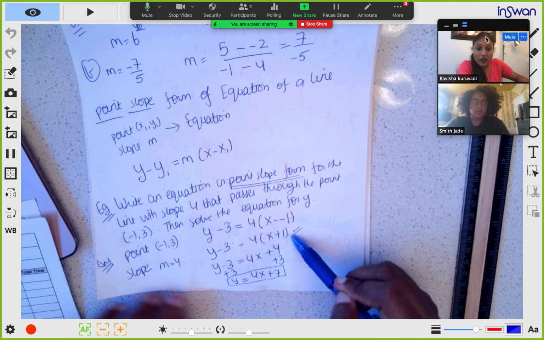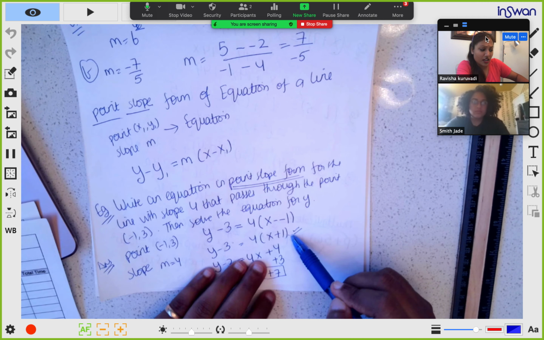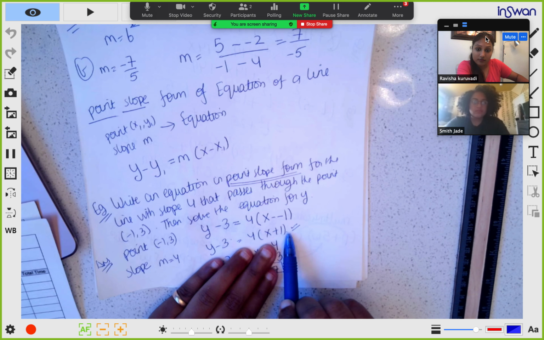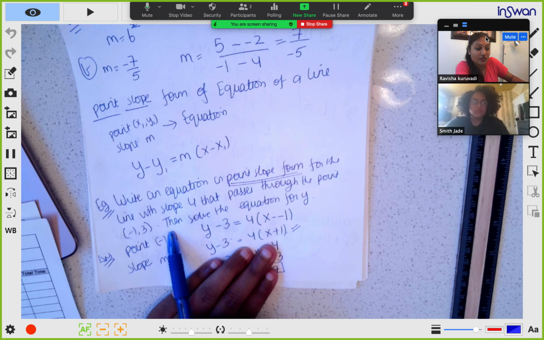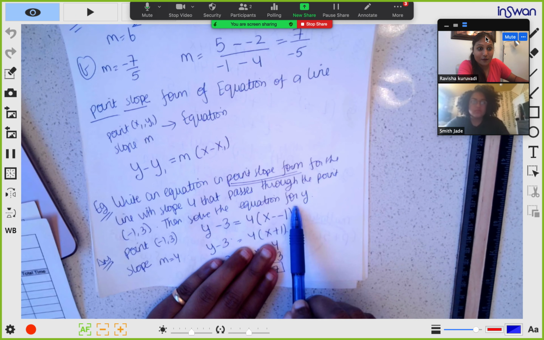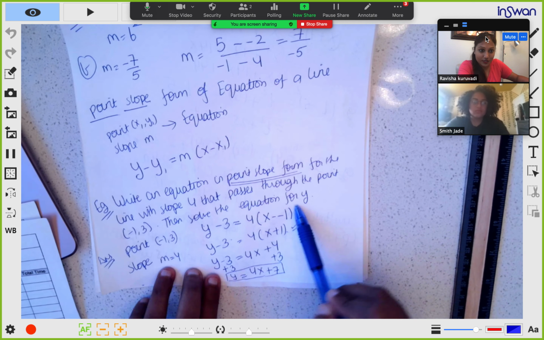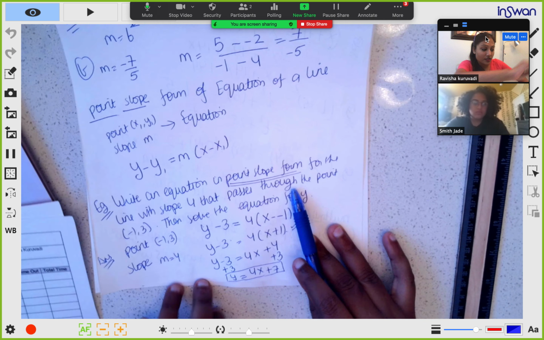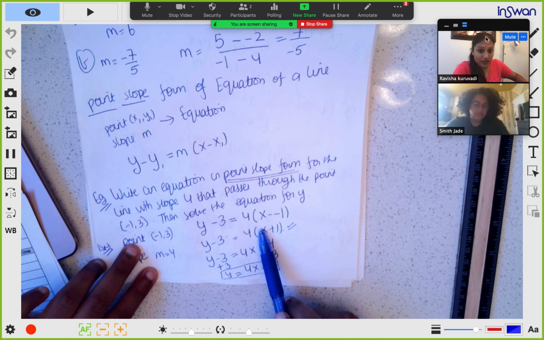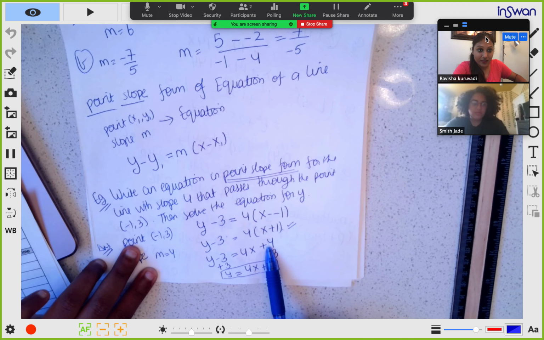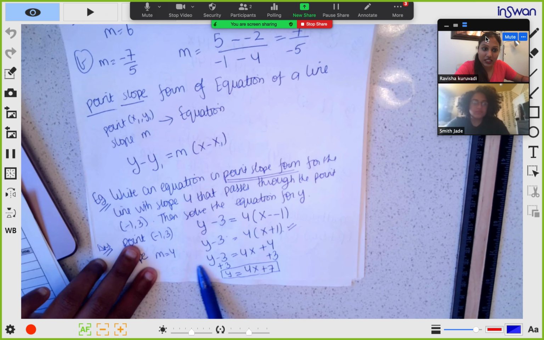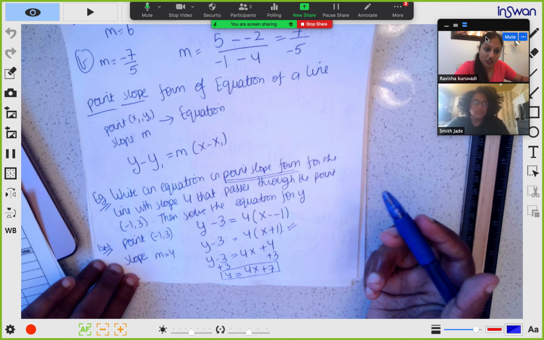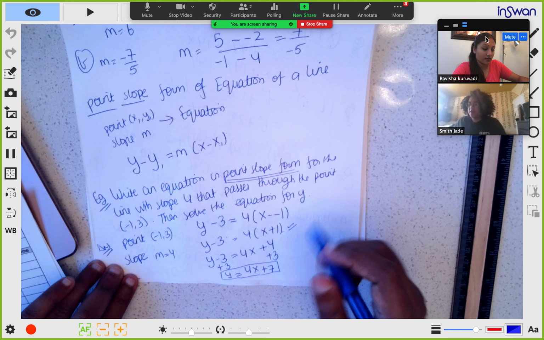Once you did this, if your question asks you to just write the point slope form, you're done. But the question says you then solve the equation for y, so you have to go further. You have to solve for y. First you open the bracket: 4 times x is 4x, 4 times 1 is 4. Then you solve for y. Keep y on one side, everything else on the other side. Got it? Yeah, I understood most of it.